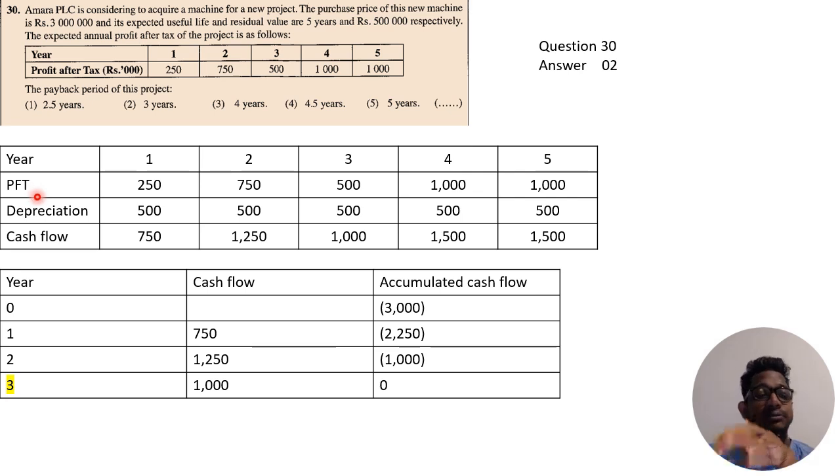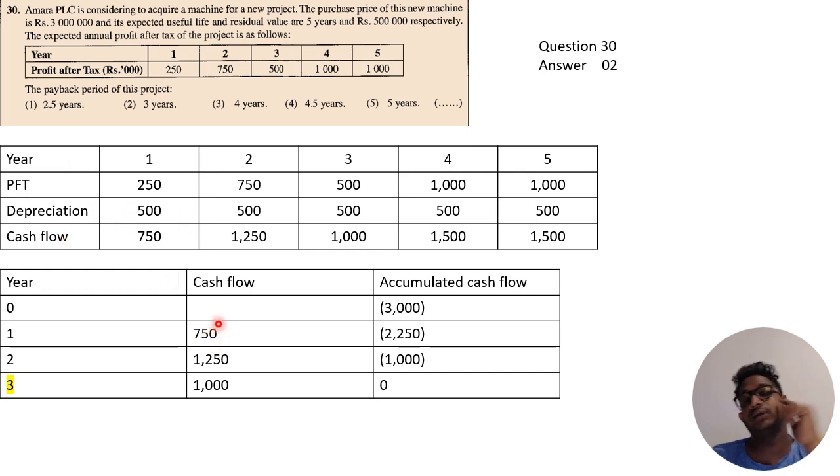So how do we find the depreciation here? The purchase price of this new machine is 3 million and its expected useful life and the residual value is 500. So 3 million minus 500, you are getting the depreciable amount 2500, and that depreciable amount you have to divide by 5 years. So the depreciation for the year is 500. And to get the cash flow, you have to add depreciation to the profit after tax. Then you are getting the cash flow.